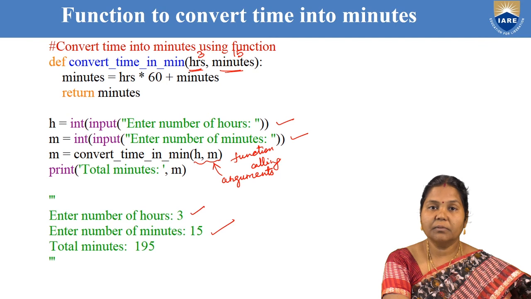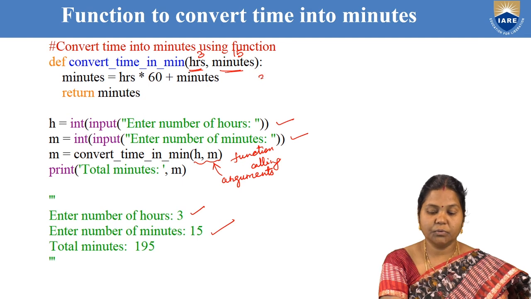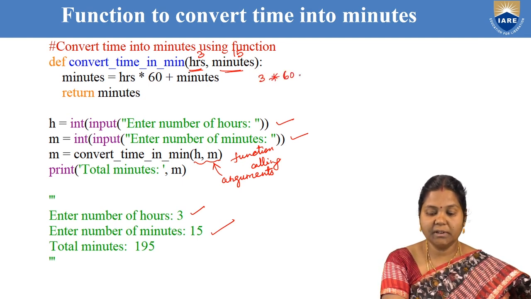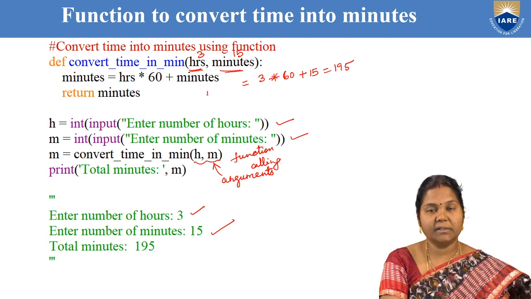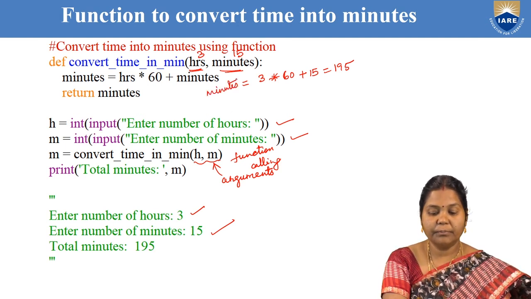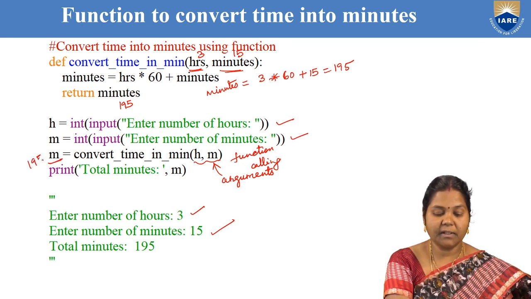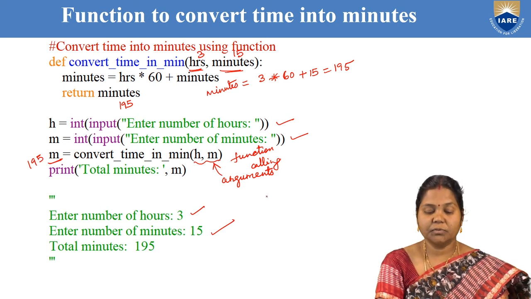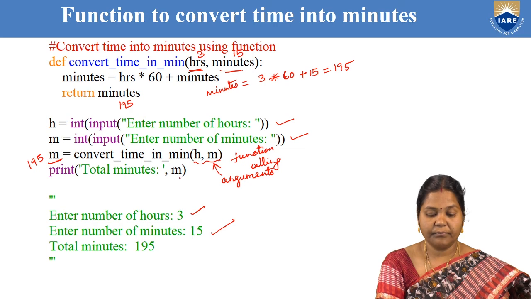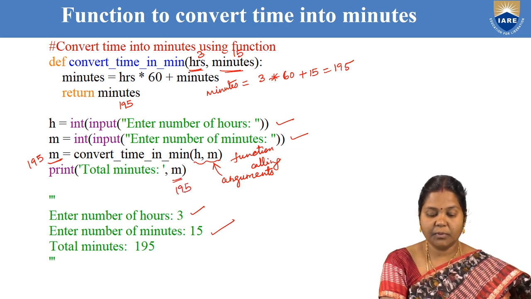So what is the logic for conversion? I have written over here. Minutes is equal to hours into 60 plus minutes. So it will be nothing but 3 into 60 plus the number of minutes, which is 15. So it is 180 plus 15, which is 195. So 195 minutes will be stored again into the variable minutes. And then it is returning the minutes. So 195 is returned. So that value will be received by this variable. So here m contains 195. So the return value is stored into this variable. Now the total minutes if you print, you will get 195.